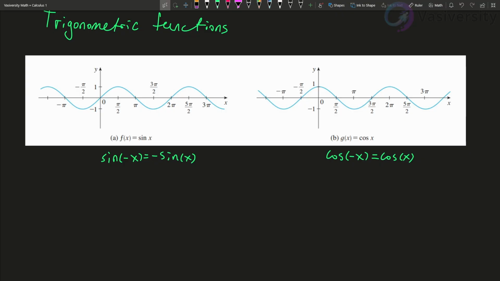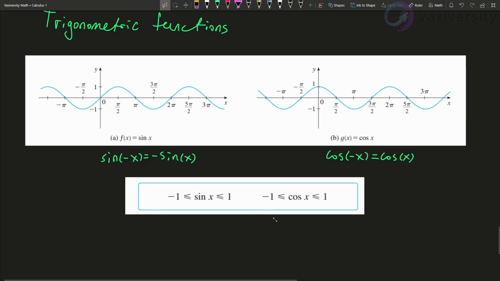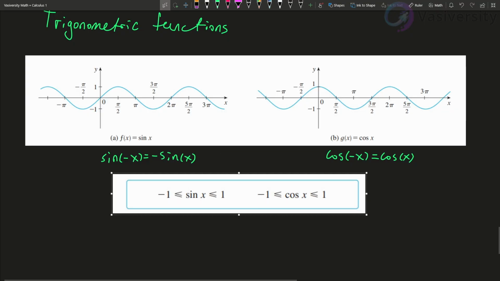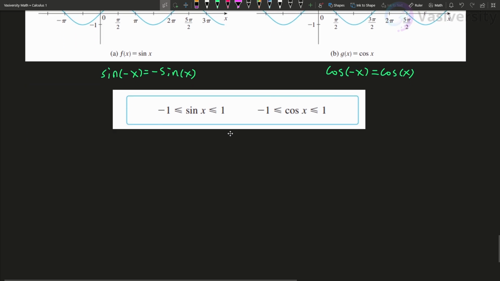You can notice from the graph, but I'm just going to put it out here as well. Sine is between -1 and 1 included, and cosine is between -1 and 1 included. Here we also have to remember the unit circle, so definitely review it, and remember the values, at least for the first quadrant of the unit circle.